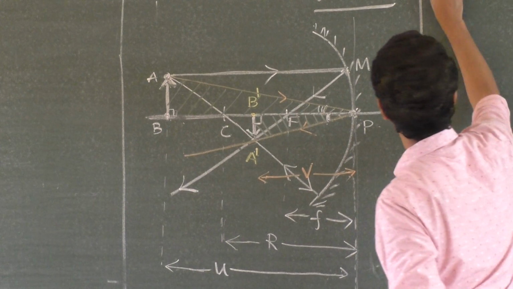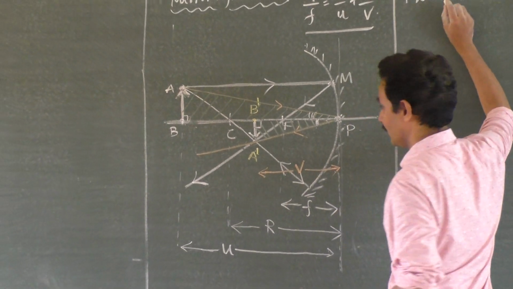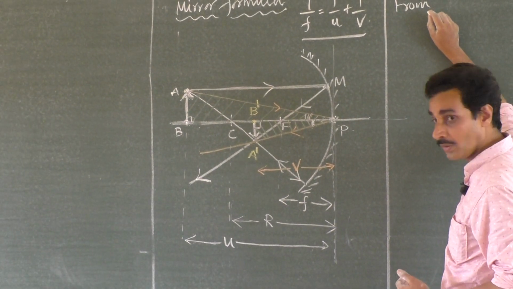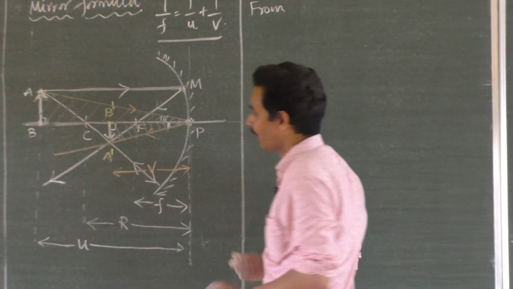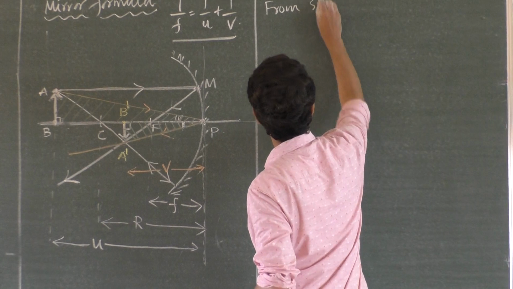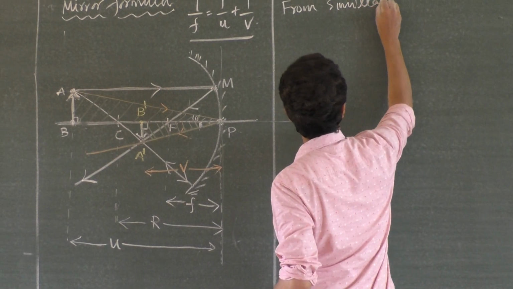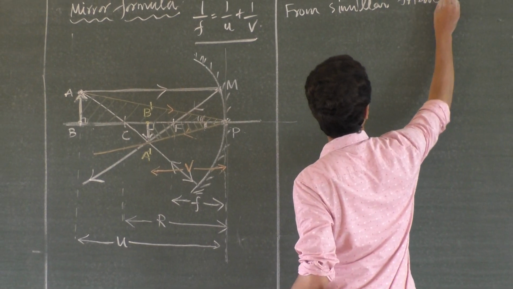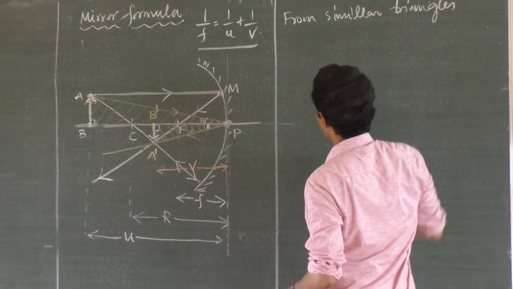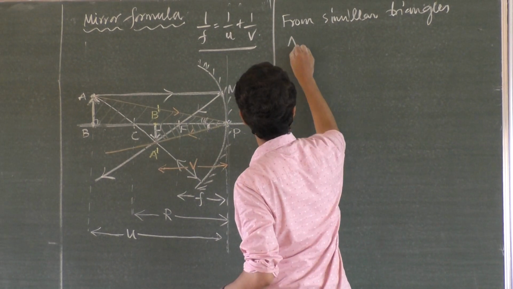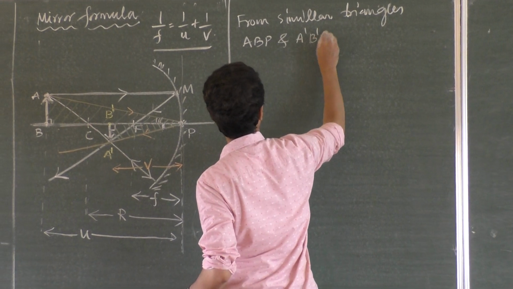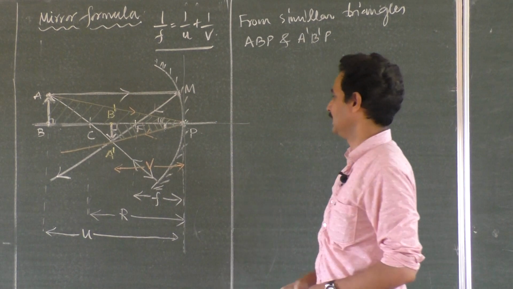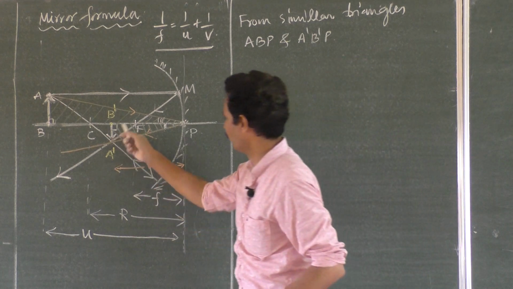So from similar triangles, keep on writing. You can also get involved in the derivation. Don't keep watching as if you are watching a movie. Again I say, simply follow this. From similar triangles ABP and A', B', P. Hope you can follow them.